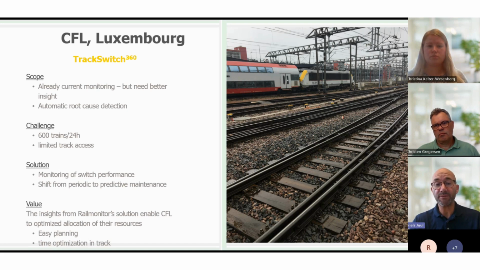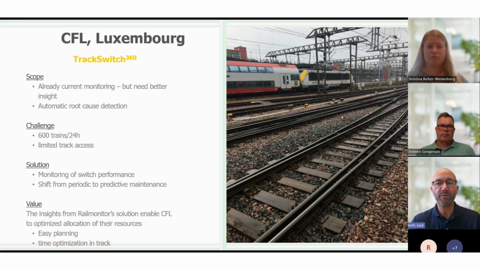Here they already have current monitoring of the point machines, but they would also like to have a better insight of the mechanical behavior, and also use the software to create automatically root cause detection for being able to better plan. And there are today approximately 600 trains every day. So having half an hour stop, it creates a lot of traffic jam and unhappy customers. And by that, of course, also limited access to the track.